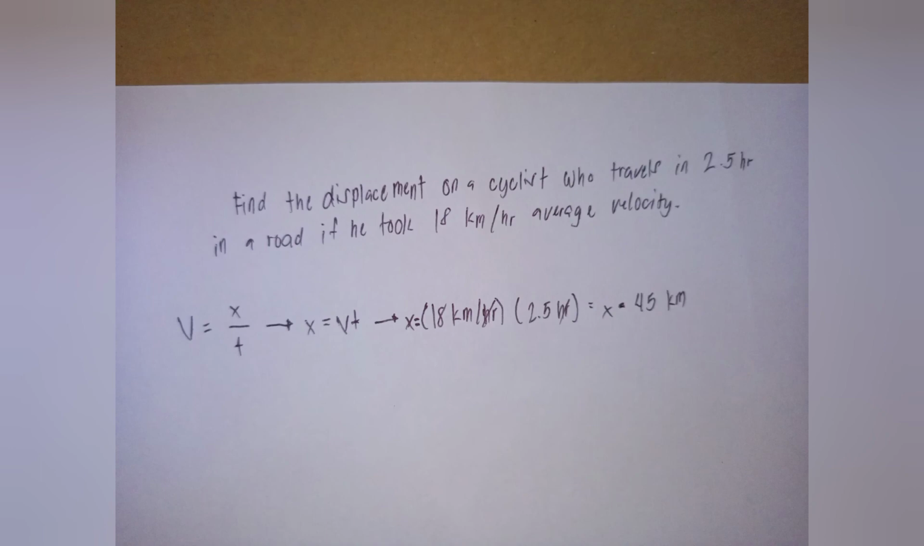Find the displacement of a cyclist who travels for 2.5 hours on a road if he took 18 kilometers per hour average velocity. We have discussed that the solution for velocity is x over t, or displacement over time elapsed. Since we have to find the displacement, our formula will be v times t, or velocity multiplied by time elapsed. So our solution will be 18 kilometers per hour times 2.5 hours. Therefore, the answer will be 45 kilometers.